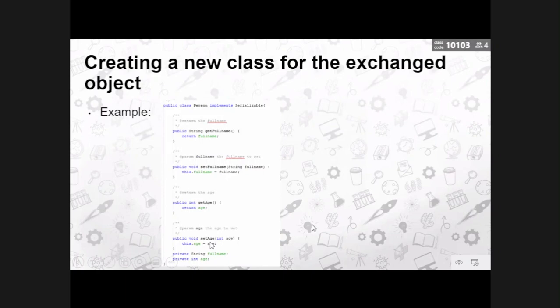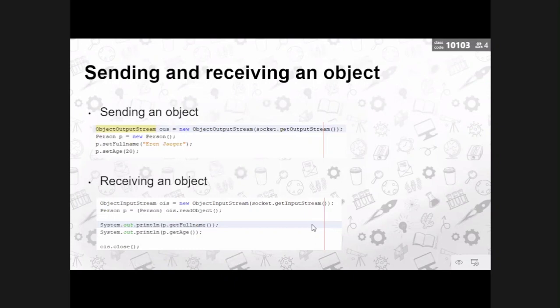And how do we send and receive the message? We can look at the next slide. So for sending an object, first you need to obtain the object output stream from the socket. So you can do it like this. It's similar to using buffered input and output stream. So if you want to send an object, obviously you need to create an object output stream, and then you get the output stream from the socket.